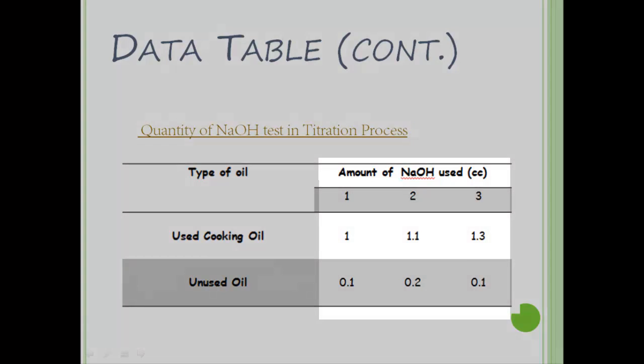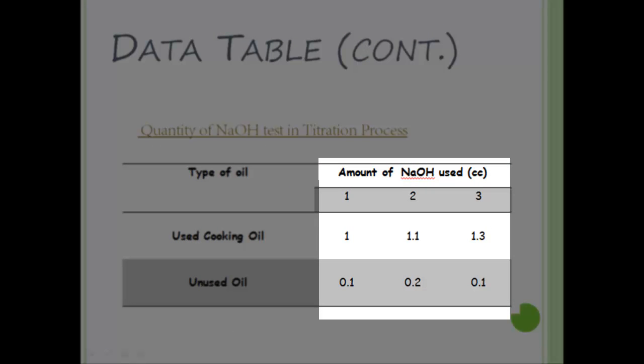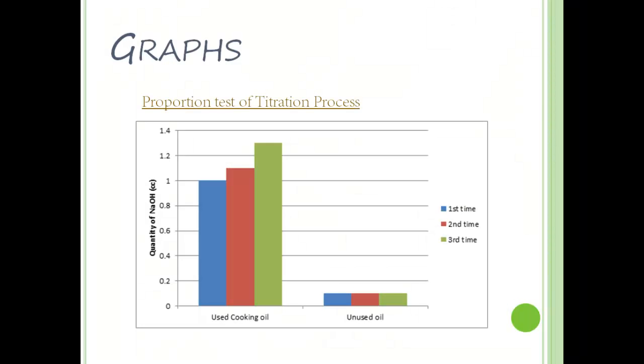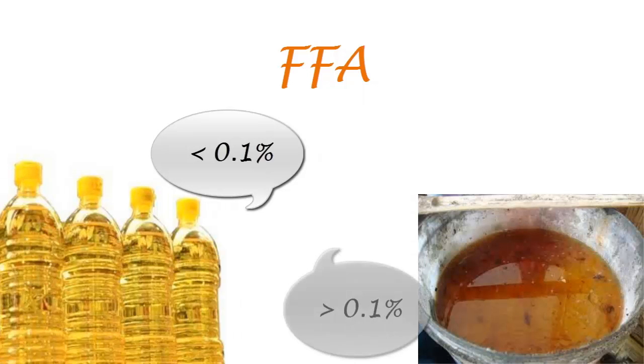From this table, and by comparing the result of used oil and unused oil, it is concluded that there is no fixed amount of sodium hydroxide, since it depends on the amount of free fatty acid, or FFA, in the oil. Refined oil or unused oil has FFA content of less than 0.1%, while used oil has more FFA, since FFAs are formed in cooking the oil.